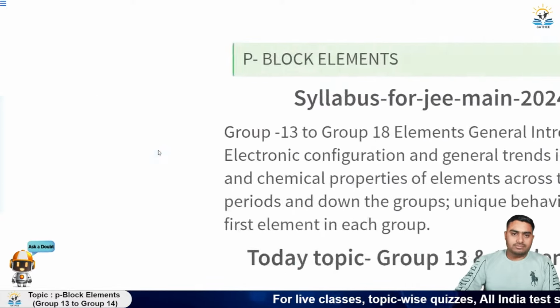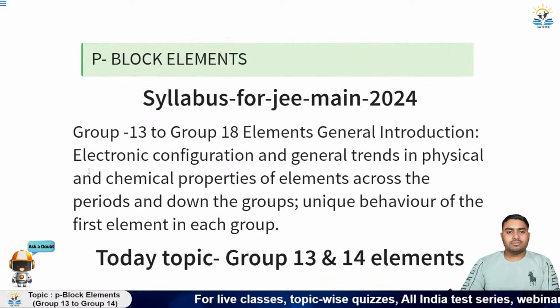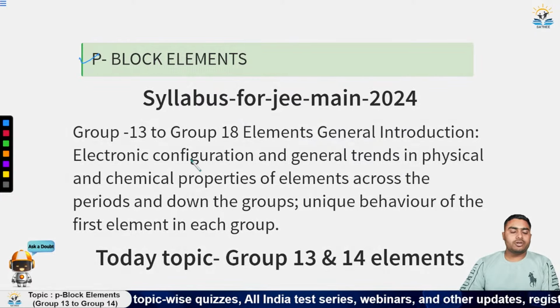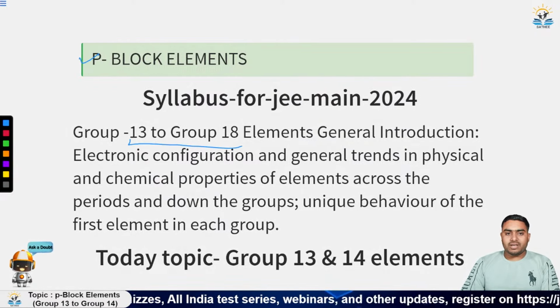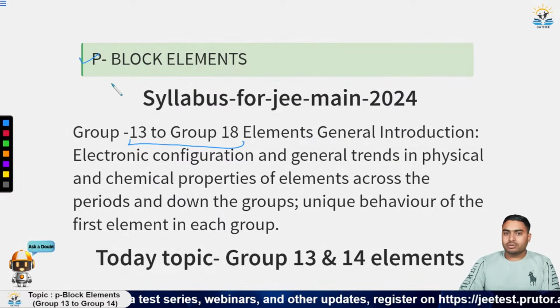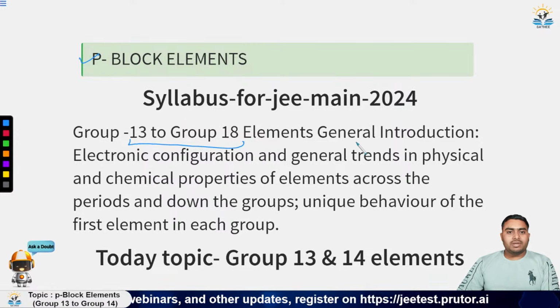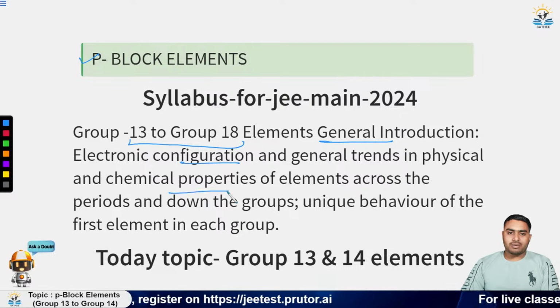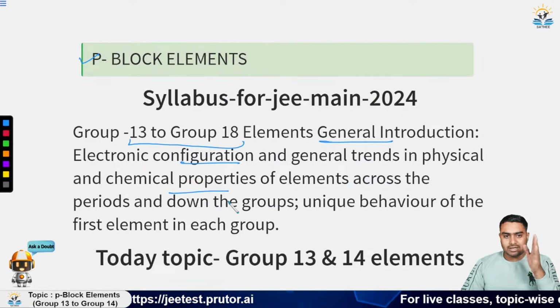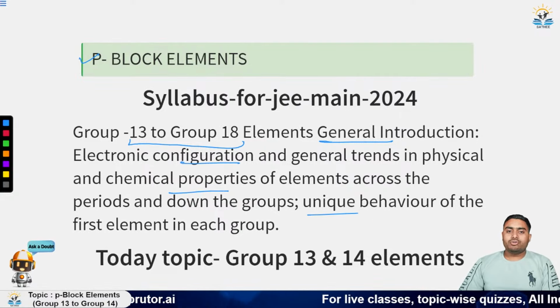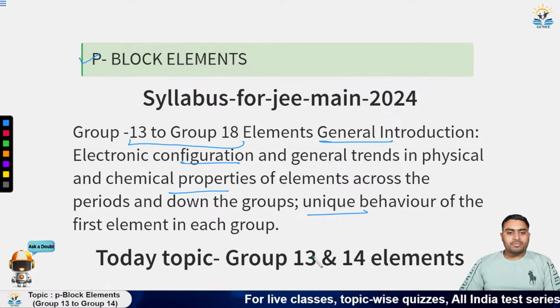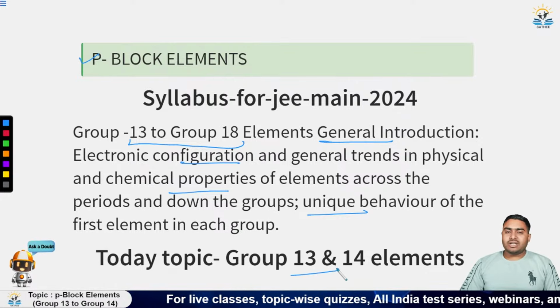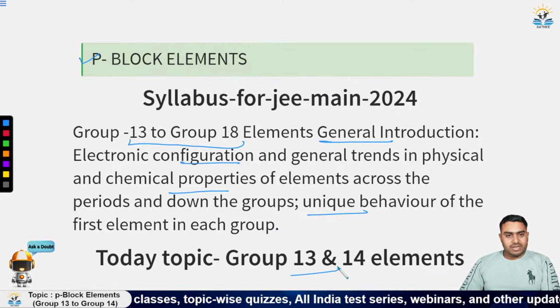So you can see here what the syllabus for JEE-Main 2024 is for P block elements. What are the topics included? Group 13 to group 18 elements are included in P block. What we will be covering: general introduction, electronic configuration and general trends in physical and chemical properties of elements across the periods and down the groups in the periodic table, and the unique behavior of the first element in each group. Today's topic is group 13 and 14 elements. So let's begin with the session.